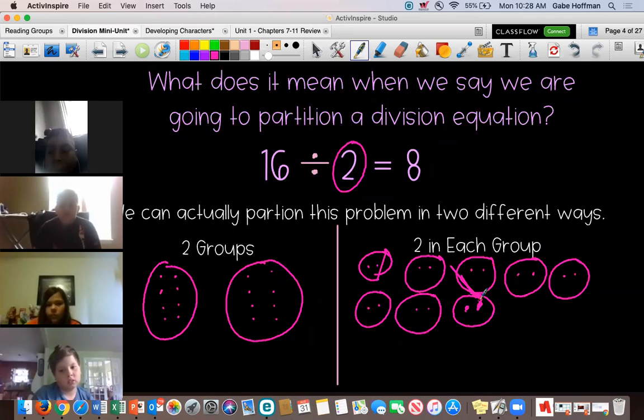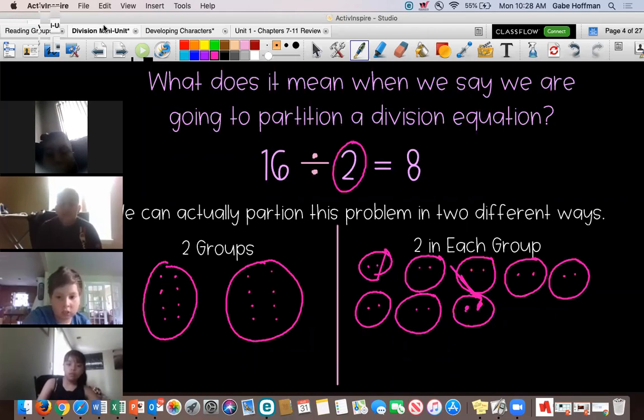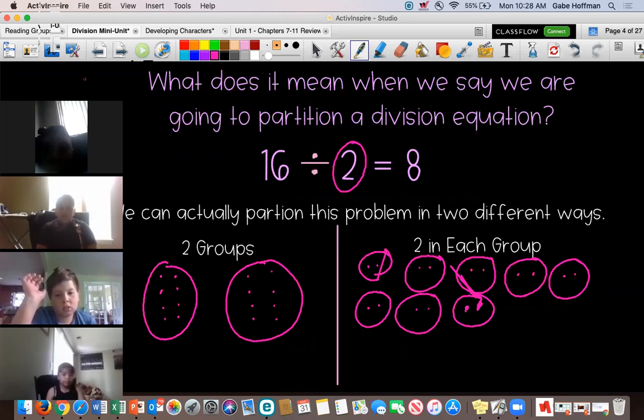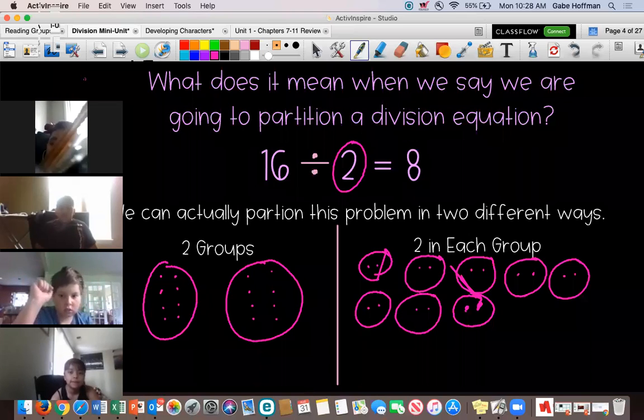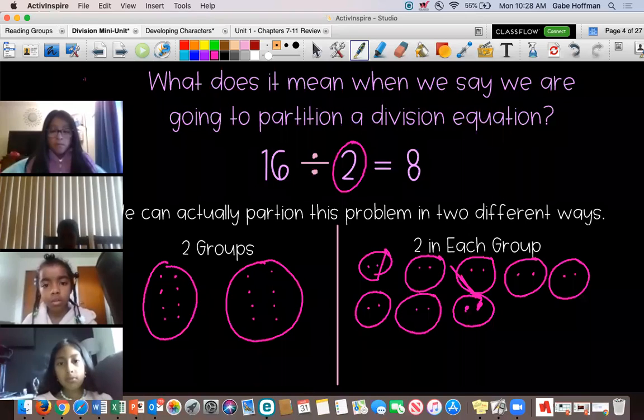Kayla, how many groups did I get? Not 7, we got 8. Okay, so these are our 2 different ways to do it. And Kayla, you were super close. We've got 8 groups. It looks a little funny because my marker messed up there for a second, but we have 8 groups.